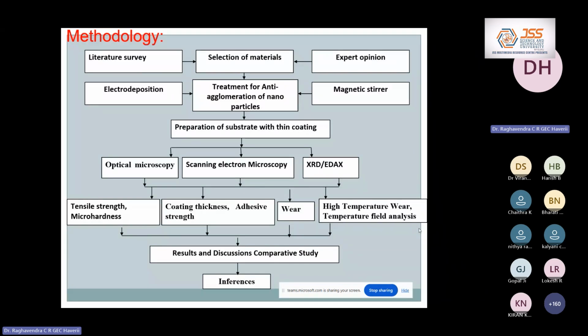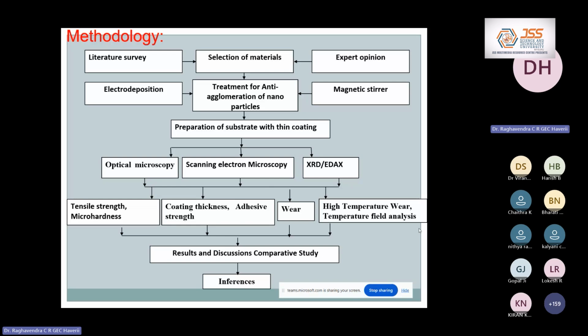The substrate has to be prepared and cleaned with acetone, then cleaned with DM water, then air dried. In case of electrodeposition, that is the case; for a plasma spray coating or a thermal spray coating, we go for grit blasting so that the coatings will have good adhesive strength with the substrate material. So these all come under the category of substrate preparation for thin coatings. Then we will inspect it with optical microscopy, how this adhesive strength has been carried out, all those things.